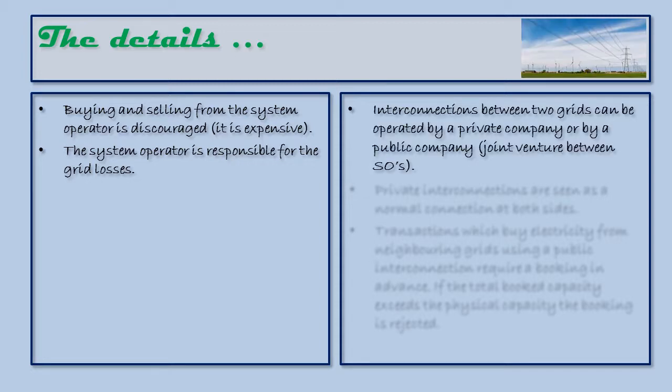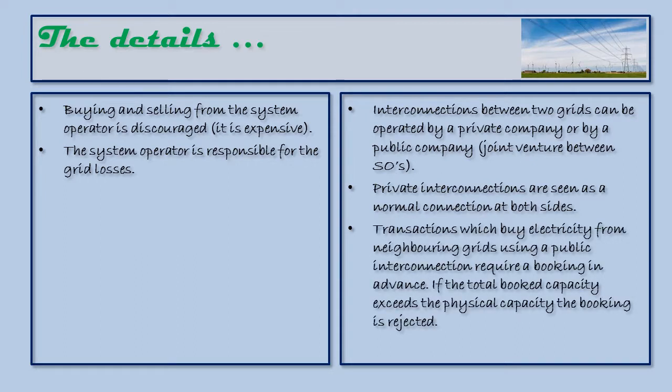Interconnections between two grids can be operated by a private company or by a public company, a joint venture between system operators. Private interconnections are seen as a normal connection at both sides. Transactions which buy electricity from neighboring grids using a public interconnection require a booking in advance. If the total booked capacity exceeds the physical capacity, the booking is rejected.